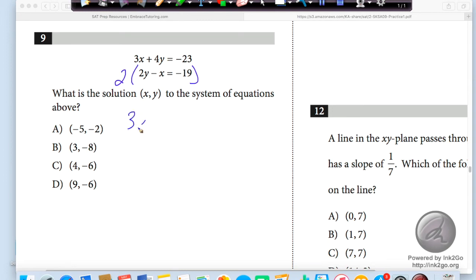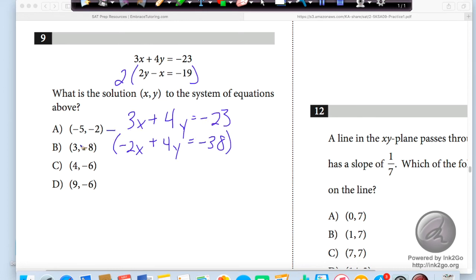So I'm going to have my 3x plus 4y equals negative 23, and that's still going to stay as my top equation. Now my bottom equation I'm going to rearrange to make it a little bit easier. So I'm going to have my positive 4y, and 2 times negative 19 is going to be negative 38. 2 times negative x is going to be negative 2x. The strategy is I want to subtract this equation here from my top equation.